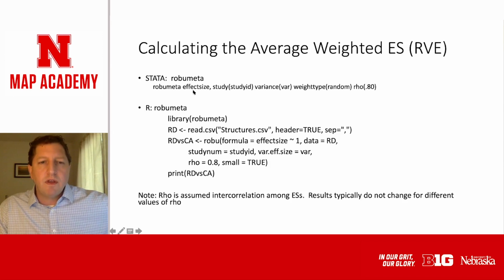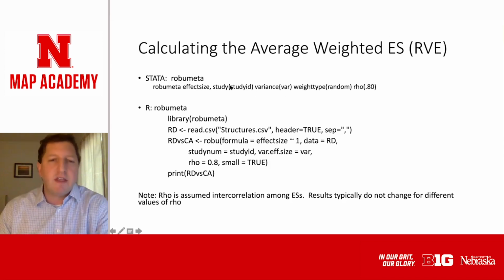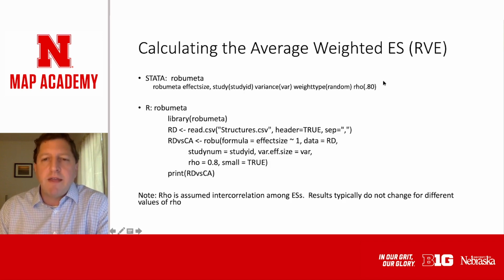So basically this is the syntax that you would use to calculate the average weighted effect size. You have a study identification number, your variance, and then the weight type. Again, I said we wanted to use the random effects model, and then the rho at 0.80. The rho is the assumed intercorrelation among the effect sizes.